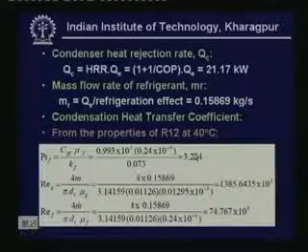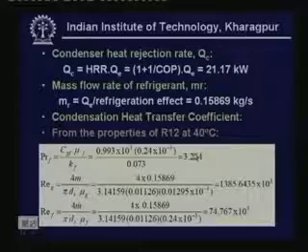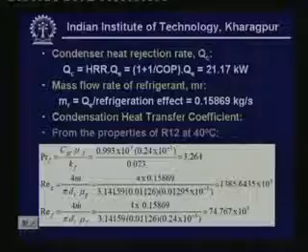Now, let us find out the condenser heat rejection rate. In the last problem for the water cooled condenser, the heat rejection rate was given directly, but in this problem it is not given directly; the COP value is specified, and we know that the heat rejection ratio is nothing but 1 plus 1 by COP. So, we have to find the heat rejection ratio first, and from it we can find out the heat transfer rate at the condenser.